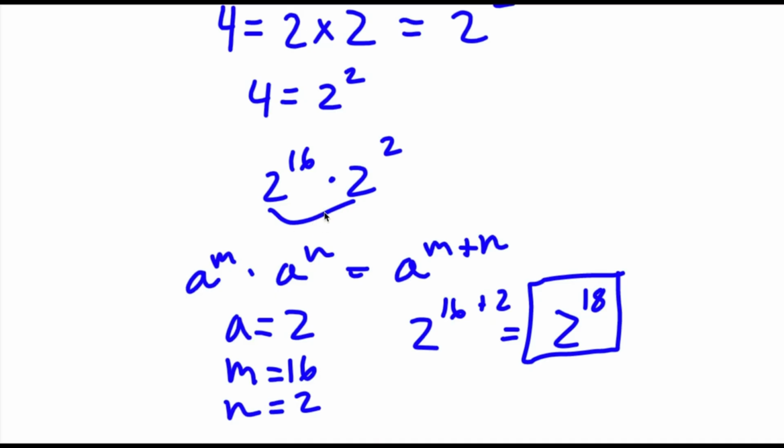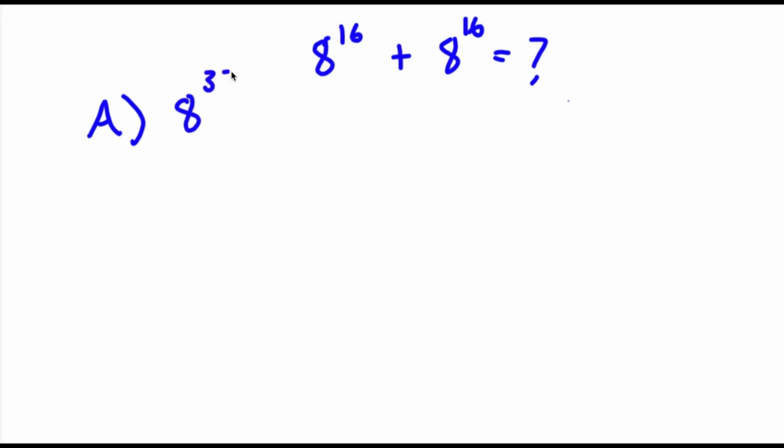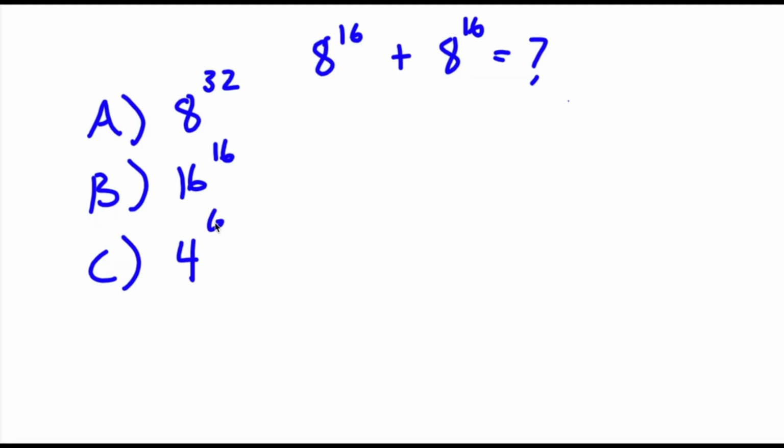So now it's time for our bonus problem. How to solve 8 to the power of 16 plus 8 to the power of 16. And for this problem, we have 4 answer choices. So A, this is a to the power of 32. B, this is 16 to the power of 16. C, this is 4 to the power of 64. And D, this is 2 to the power of 49.